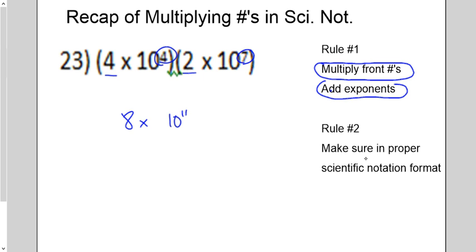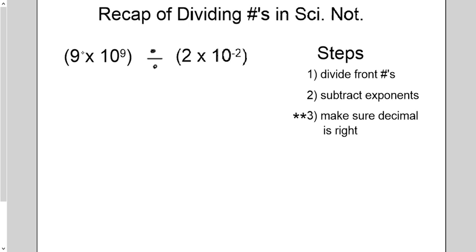And then you just make sure that it's in proper scientific notation. We've got a number that's at least 1, but less than 10, and it's times 10 to an exponent. So that's proper scientific notation. How do we divide? You divide the front numbers, so 9 divided by 2 is 4.5. Subtract your exponents, that's how we divide exponents. 9 minus negative 2. Now remember, 9 minus negative 2 still follows this rule because we're subtracting, would be 11. So it's times 10 to the 11th.